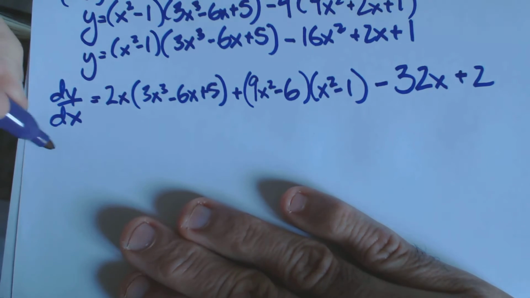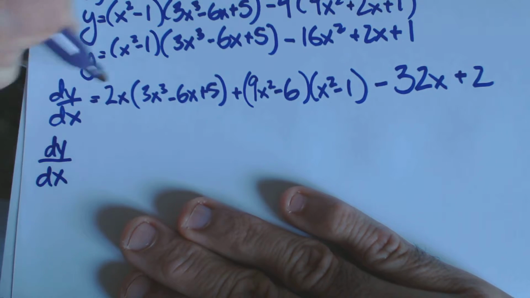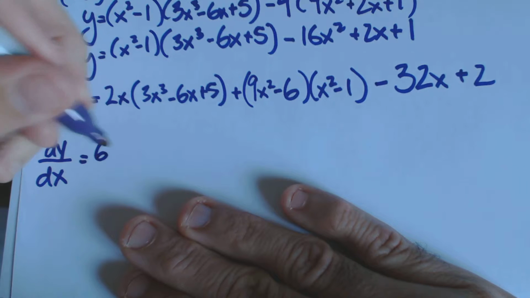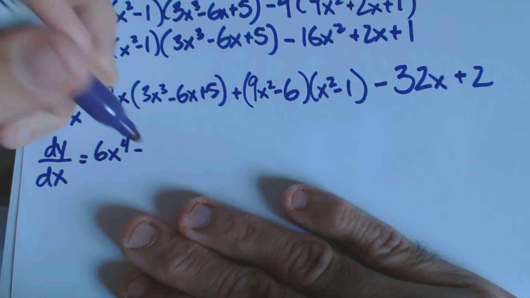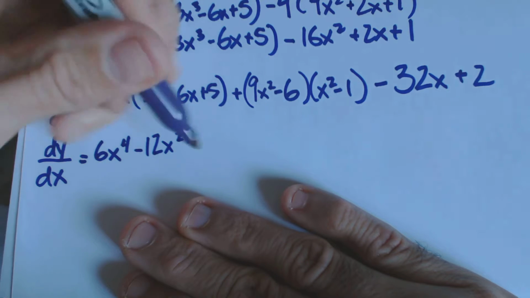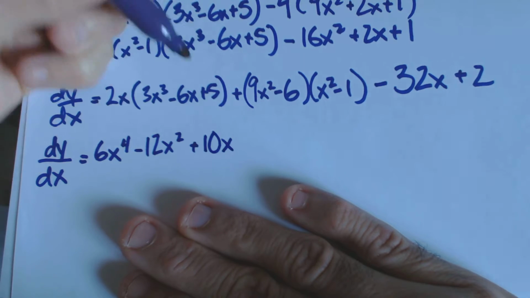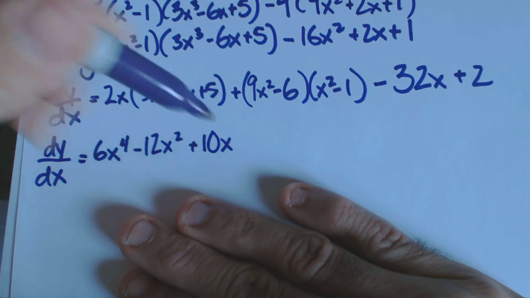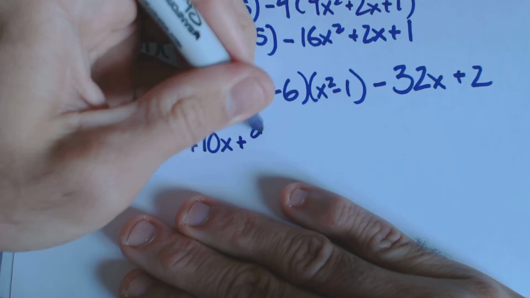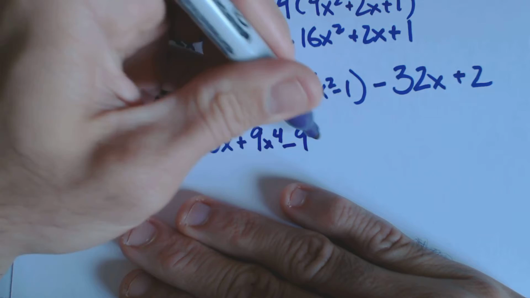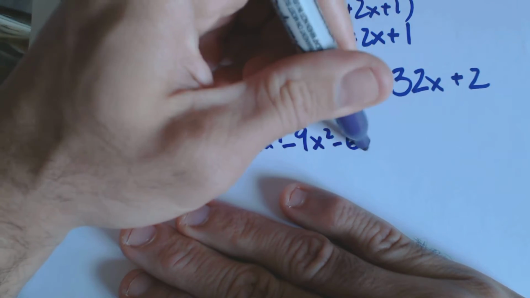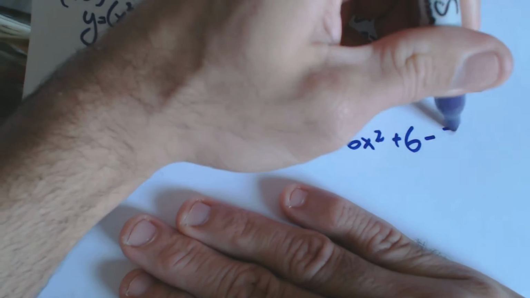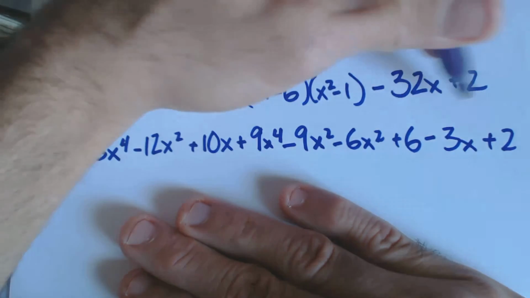Alright, so now let's expand out this lovely set of terms here. It's going to be a blast. We're going to have a great time. Okay, so 6x to the fourth minus 12x squared plus 10x. So that's these terms. And then we're going to add 9x to the fourth minus 9x squared minus 6x squared plus 6, minus 32x plus 2. These two extra terms there.